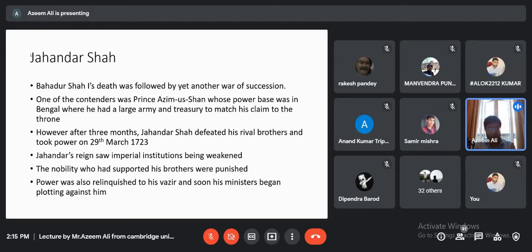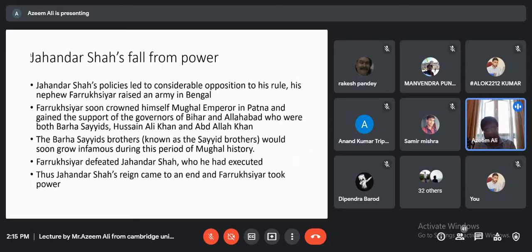and the nobles who supported his brothers against him were punished. But at the same time, he began relinquishing power to his ministers and delegating power to the Wazir, for example. And then his ministers used this opportunity to plot against him. And the policies that he instituted were very unpopular, and this led to opposition to his rule.